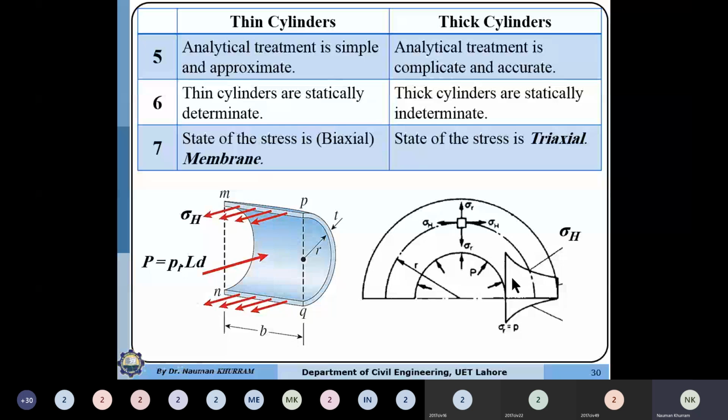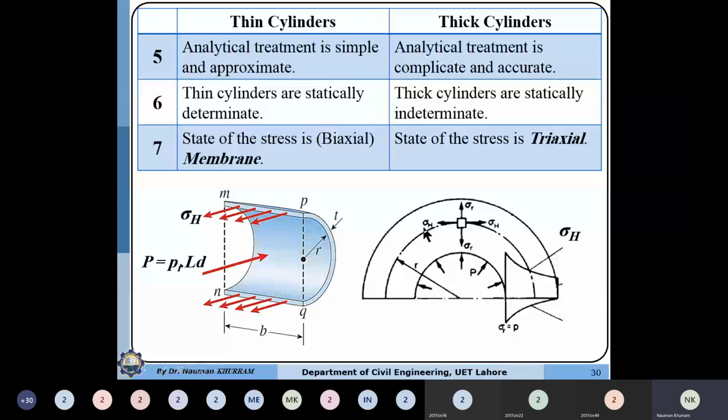So here, that is the assumption for sigma h. We assume that sigma h, the hoop stress, will be more corresponding to the inner wall, and it varies parabolically. So at the outer wall, this value will be less. But in the case of the thin cylinder, because the thickness is very small, we are assuming that the hoop stresses are uniformly distributed along the thickness.